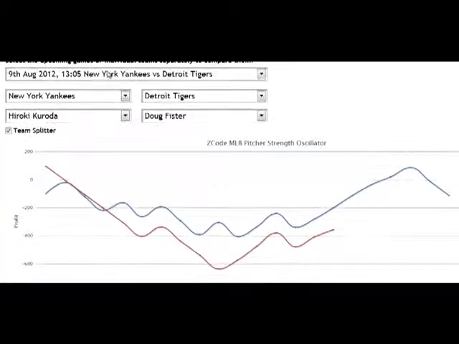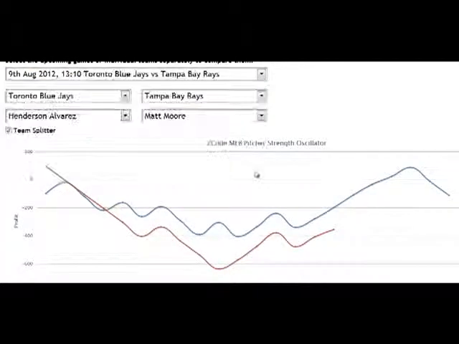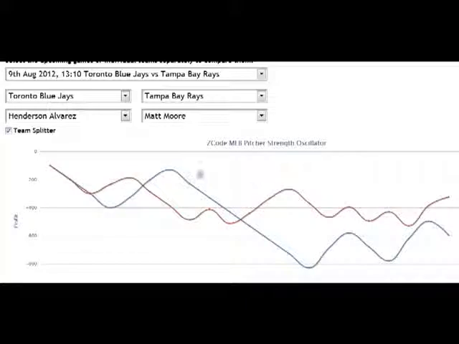Let's check another game. Tampa Bay versus Toronto Blue Jays. In here, we can see the blue one is Hernando Alvarez. Now, Hernando is pretty unstable. He lost more than $800, but recently he's become a little better and stable. From the graph, it's clear his pattern is 2 wins, 2 losses, 2 wins again, and you might expect him to lose again here.